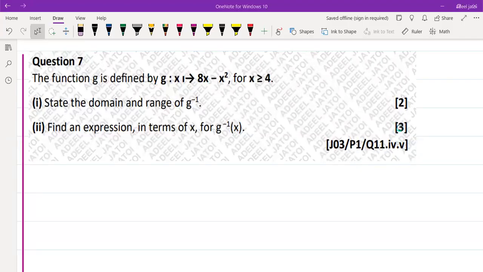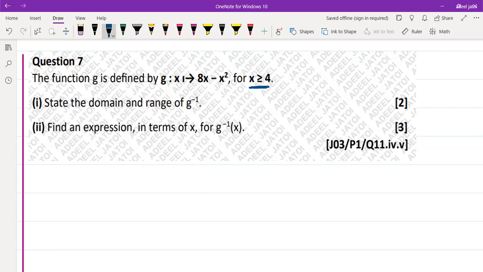Okay, this question is from June 2003, paper 1, question 11. Question number 7 from the book. The function g is defined by 8x minus x square, and the domain is given, that is x greater than or equal to 4. State the domain and the range of g inverse of x.